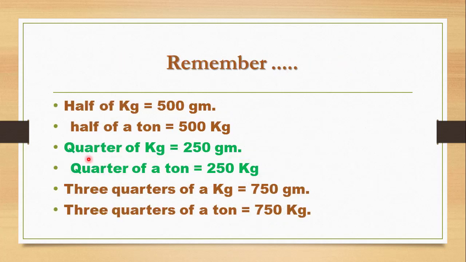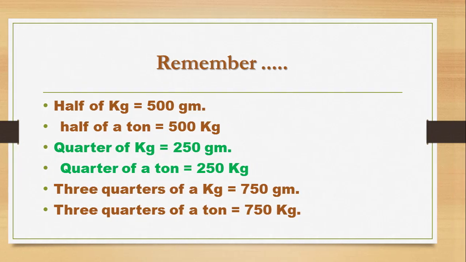Let's remember that the half of a kilogram is 500 grams, the half of a ton is 500 kilograms, the quarter of a kilogram is 250 grams, and the quarter of a ton is 250 kilograms. Also, 3/4 of a kilogram equals 750 grams, and 3/4 of a ton is 750 kilograms.